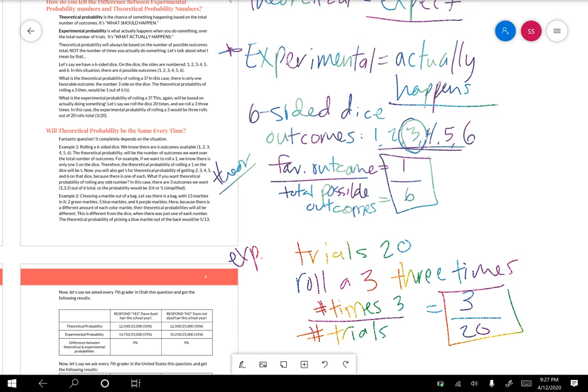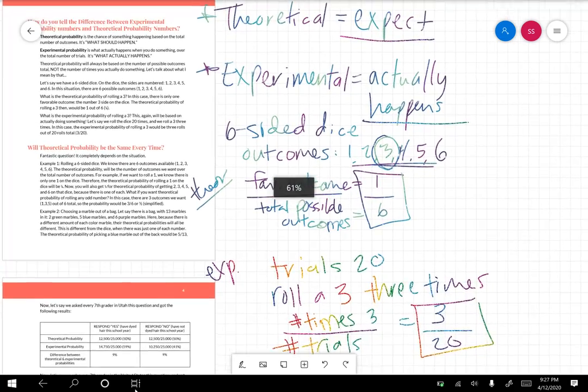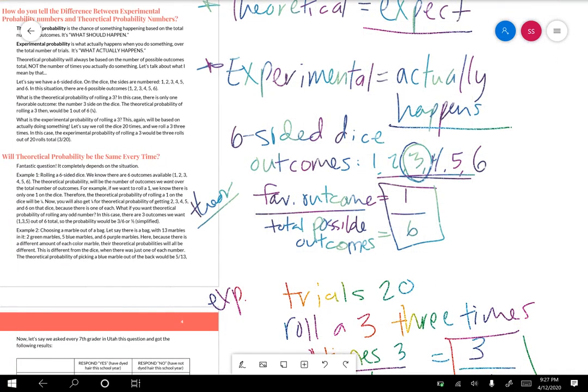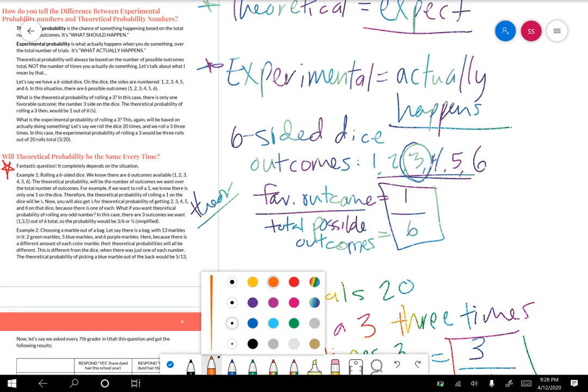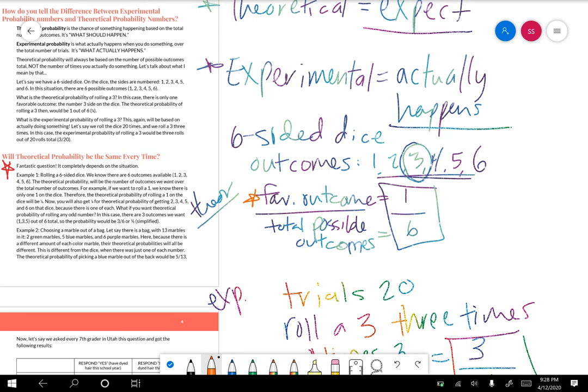Will theoretical probability be the same every time? This is a great question. It really depends on the situation. So I'm going to give you a couple examples. They're all listed right here under this question. Okay, but I'll just talk you through it. So example 1, let's say we're rolling that 6-sided dice again. We know that there's 6 possible outcomes, right? 1, 2, 3, 4, 5, or 6. Theoretical probability will be the number of outcomes we want, so favorable outcomes, over the total possible outcomes.